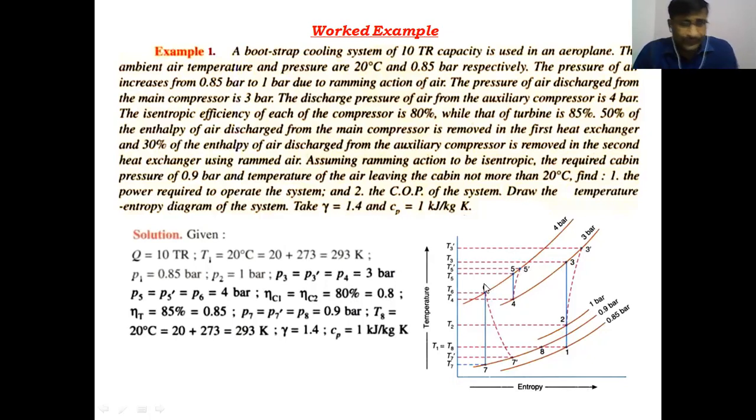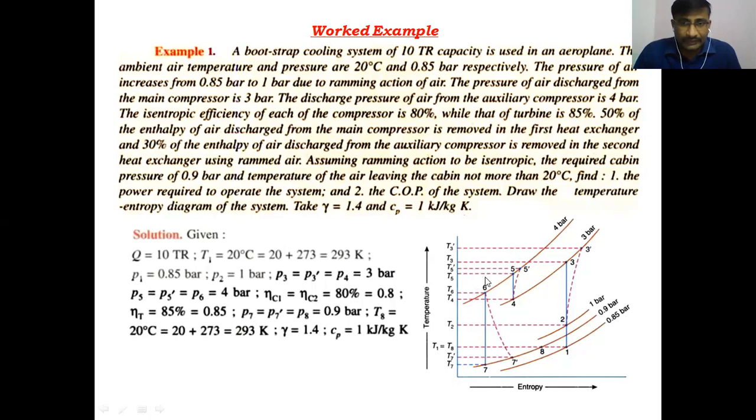Yes, students. From state 6, the air is sent to the cooling turbine, where it is expanded isentropically. That is, 6 to 7 is isentropic expansion. Due to its irreversibility, the actual process is taken as 6 to 7 dash. From 7 dash to 8 is the cabin process. That process occurs in the cabin at 0.9 bar.